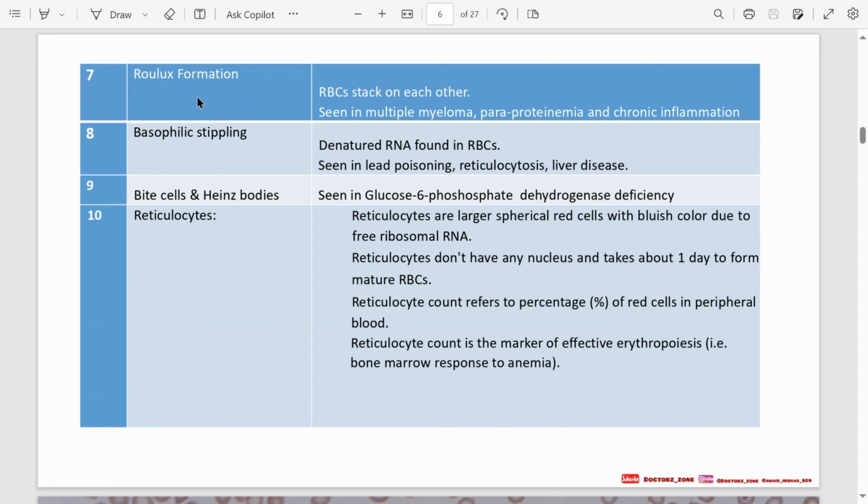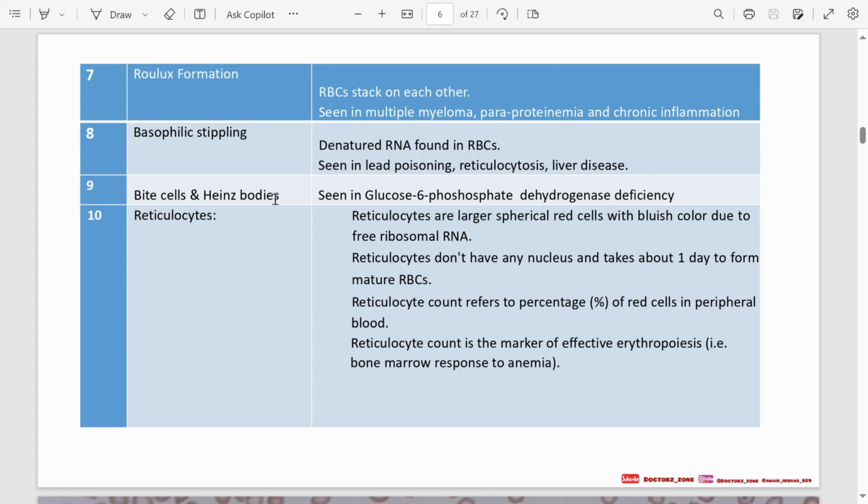Then is the Rouleaux formation, in which RBCs stack on each other due to raised ESR, which is usually seen in the multiple myeloma, paraproteinemia, and in chronic inflammation. Then is the basophilic stippling. These are the denatured products of RNA which are found in the red blood cells and which are usually seen in lead poisoning, reticulocytosis, and liver disease.